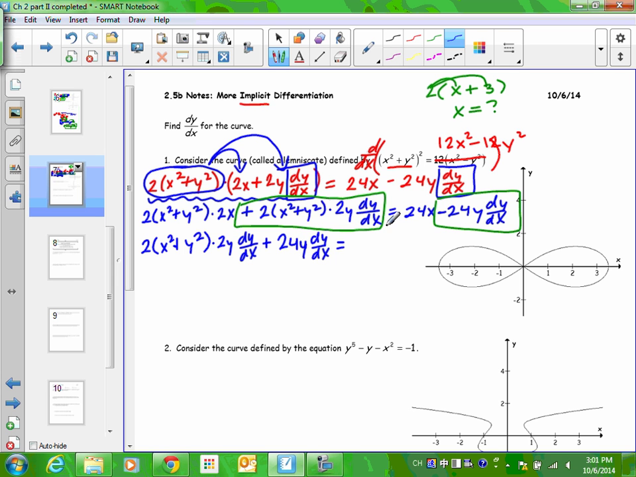Okay, the other things need to stay on the right side. So 24x needs to stay on the right side. This part over here, that also needs to move over. So I'm going to subtract that.